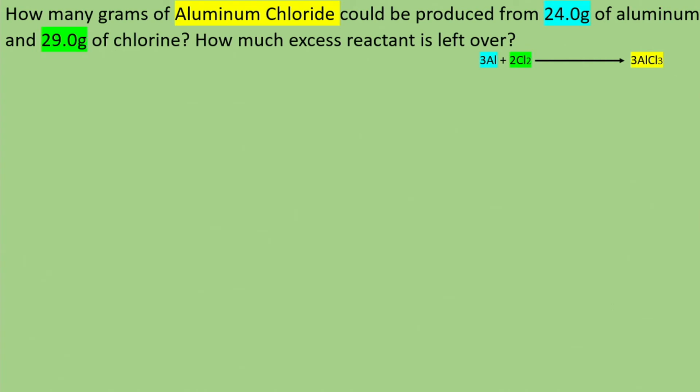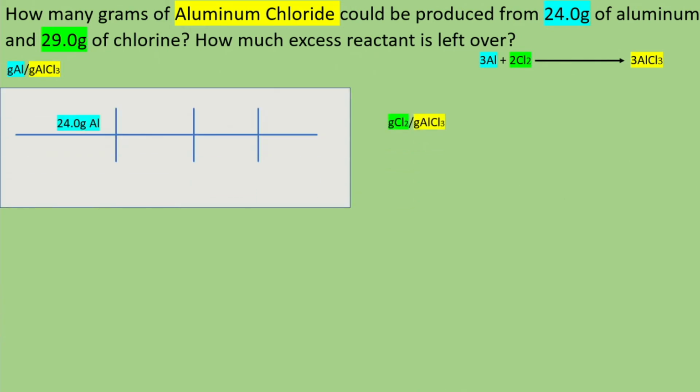So here's our balanced equation. We have 3 moles of aluminum reacting with 2 moles of chlorine, yielding us 3 moles of aluminum chloride. So we're going to compare each of our reactants with our product. So we'll take our grams of aluminum, we'll divide it by its molar mass, we'll apply our mole ratio taken from our balanced equation, and then we'll multiply by our molar mass of aluminum chloride. And that gives us 119 grams of aluminum chloride.